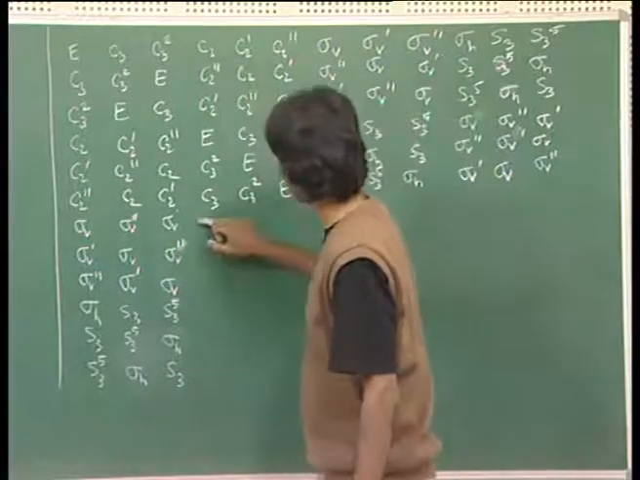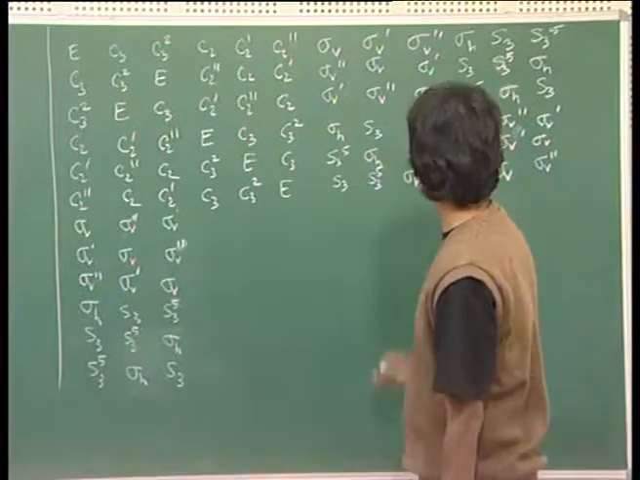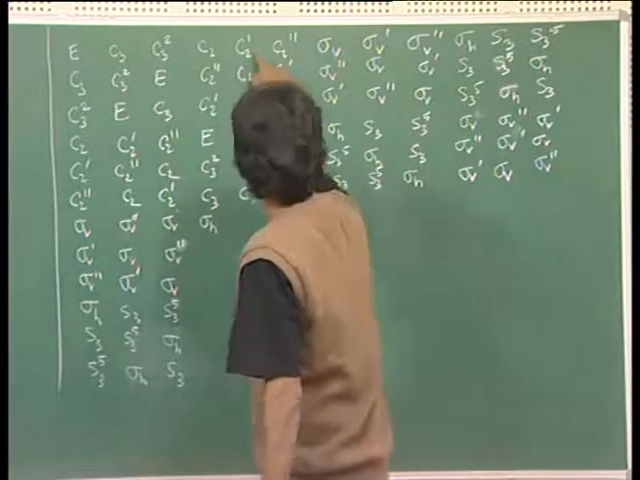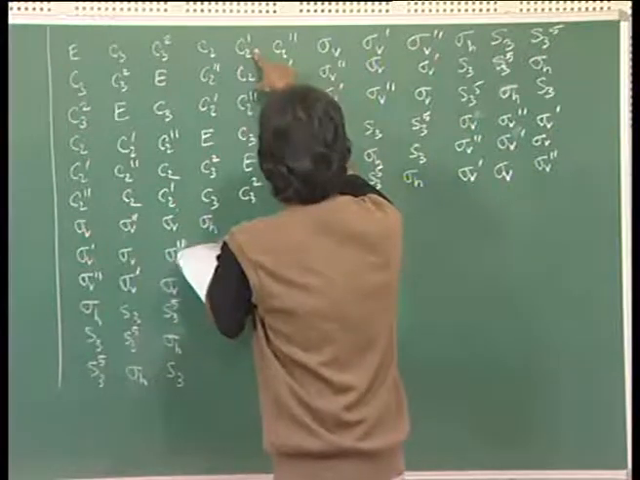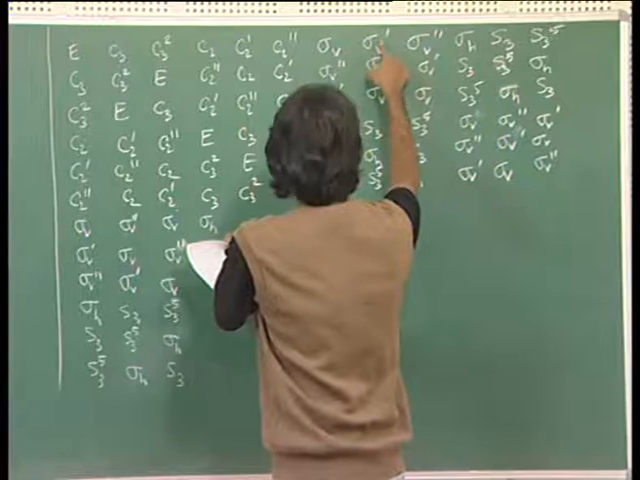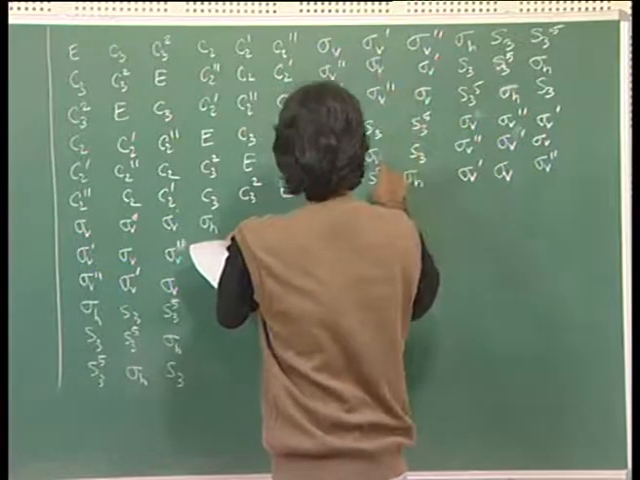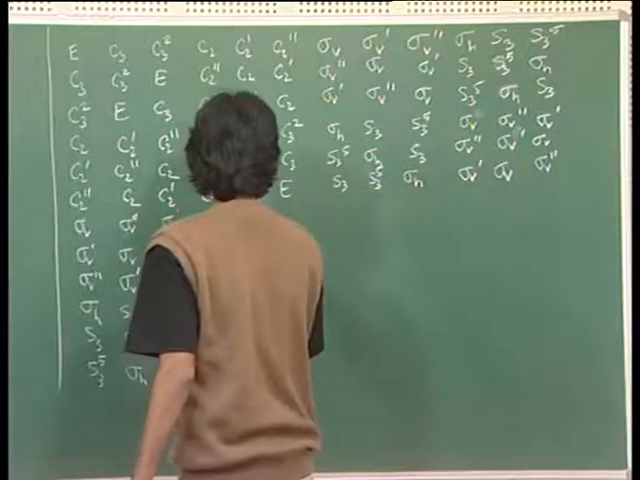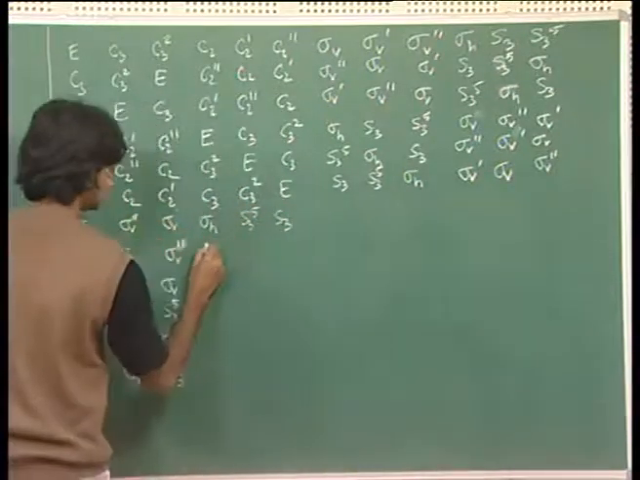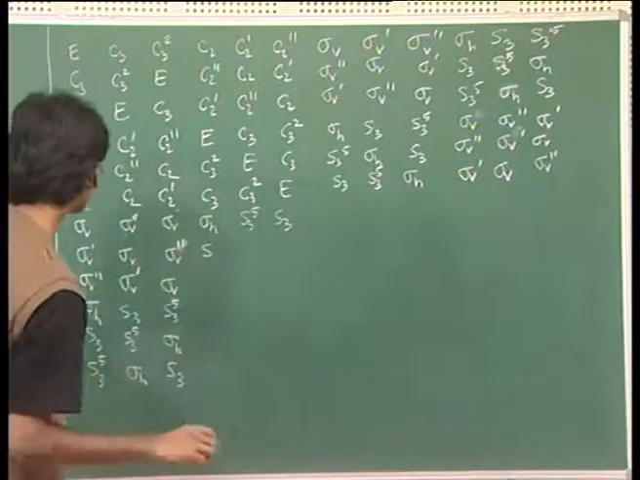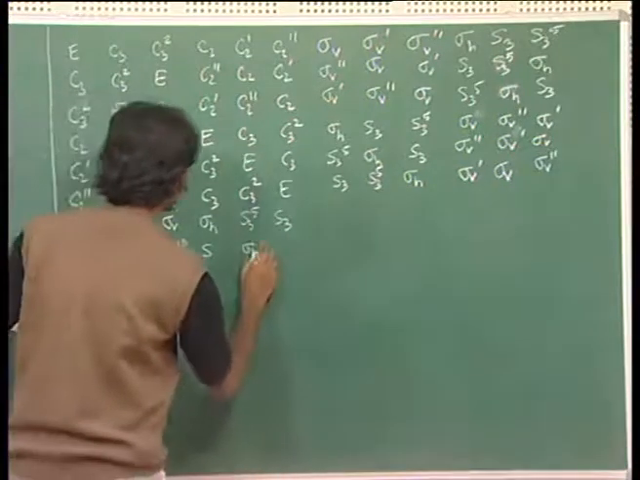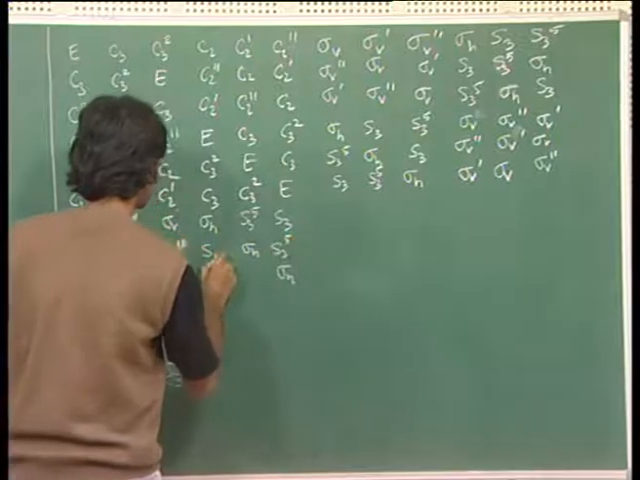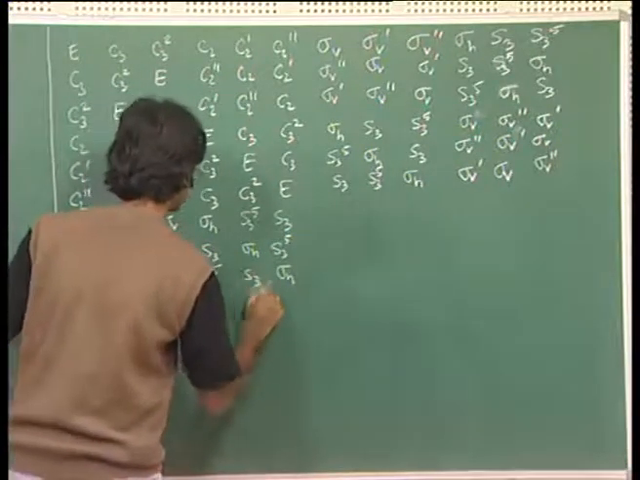Now, what about C2 followed by sigma v? C2 followed by sigma v is again sigma v followed by C2. So sigma v followed by C2 is sigma h. So we have sigma h. C2 prime followed by sigma v, that is same as sigma v followed by C2 prime. Sigma v followed by C2 prime is S3 to the 5. This is S3. So this will be sigma h. This will be S3 to the 5, S3.